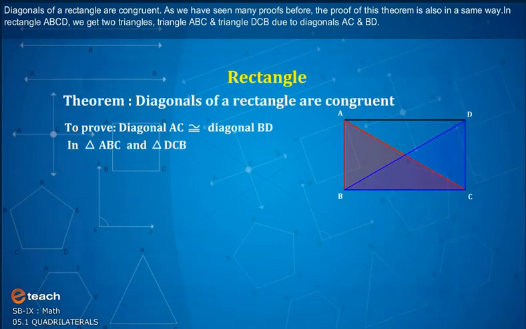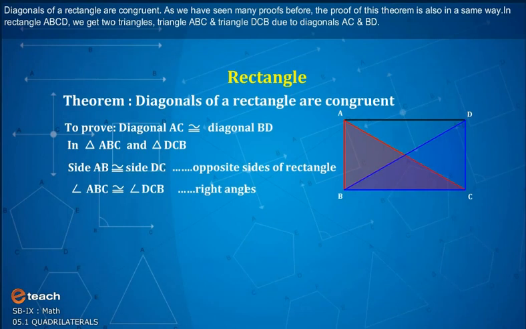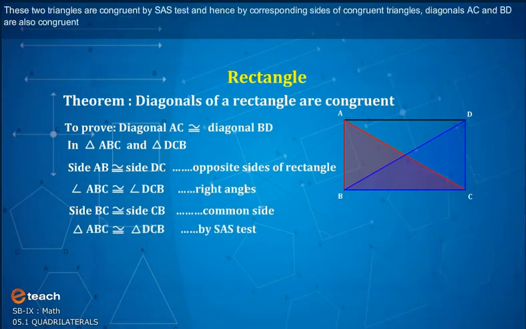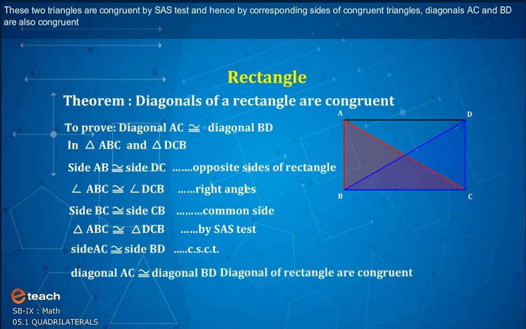In rectangle ABCD, we get two triangles, triangle ABC and triangle DCB, due to diagonals AC and BD. These two triangles are congruent by SAS test, and hence by corresponding sides of congruent triangles, diagonals AC and BD are also congruent.